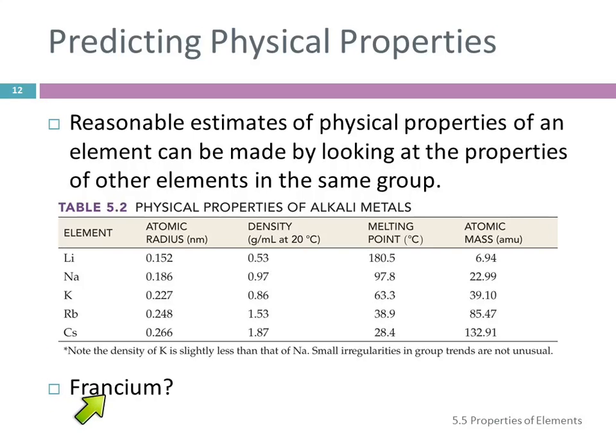We can predict the properties of francium by looking at the properties of the other elements in that group. Here's the atomic radius. We see that it is increasing as we go down, because what we just learned is when we go up, it decreases. So what could we say about the atomic radius of francium? It's greater than 0.266, right? So its radius is greater than 0.266 nanometers. What could we say about the density? What's the pattern here? It's greater than 1.87.